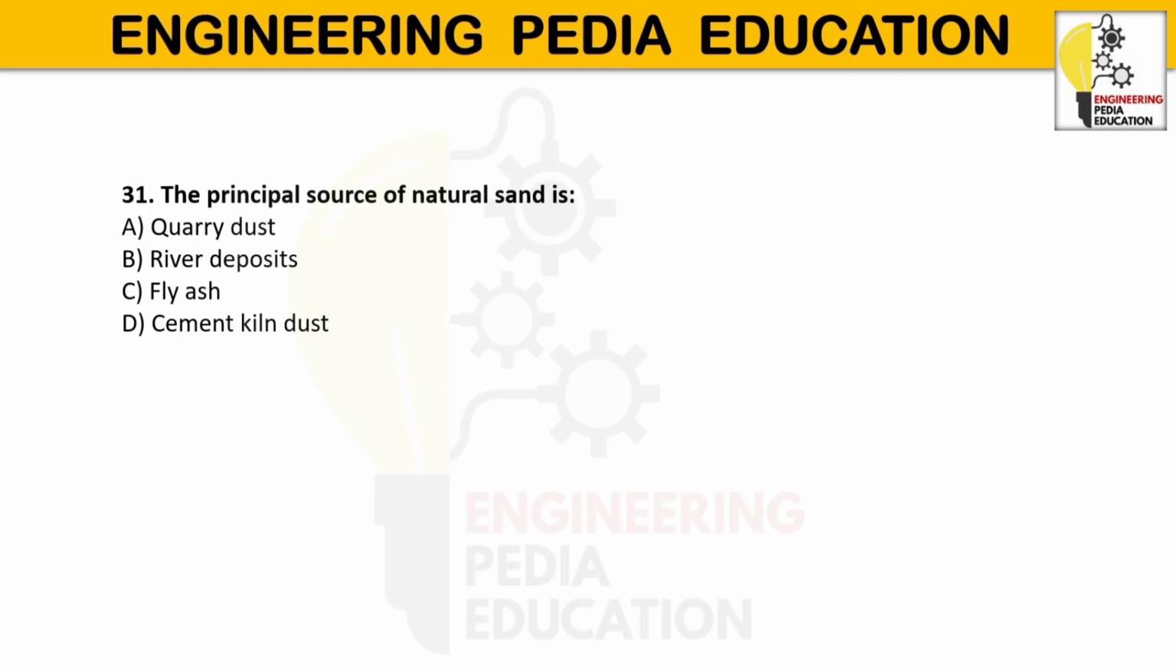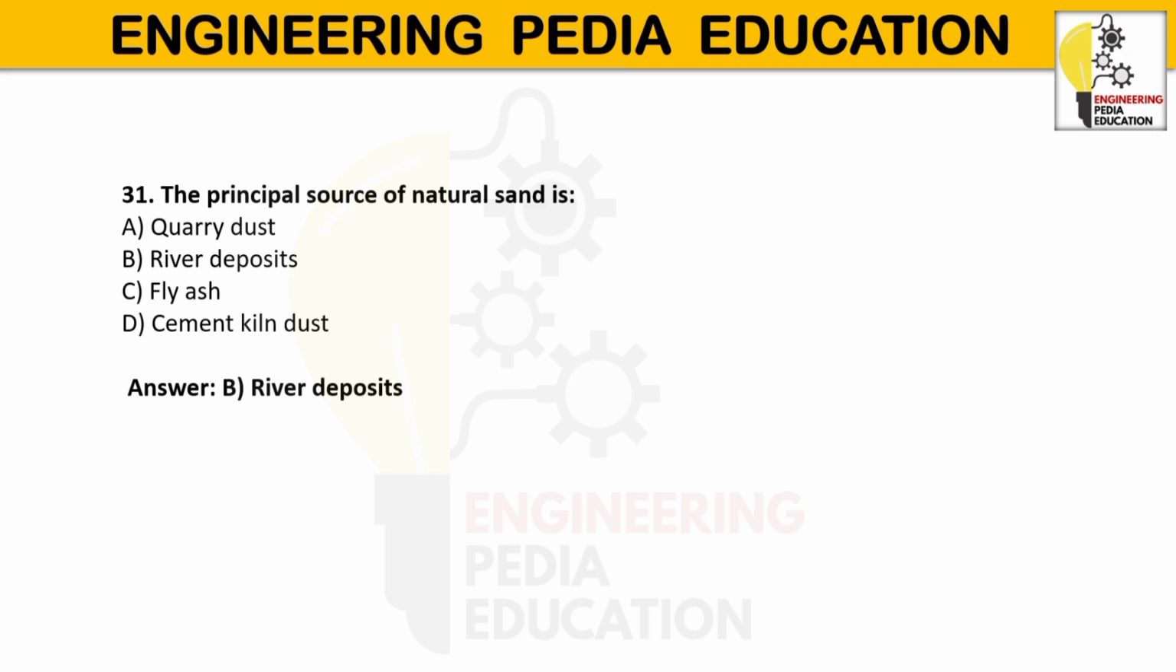The principal source of natural sand is quarry dust, river deposit, fly ash, or cement clinkers. So the correct option is river deposit. Natural sand is a fine aggregate formed by the natural disintegration and weathering of rock, mainly found in riverbeds, lakes, and seashores. Types of natural sand are river sand, pit sand, and sea sand. Its characteristics: fine in size, passing 4.75 mm, usually rounded, smooth particles, free from harmful impurities, and good workability due to its smooth texture.